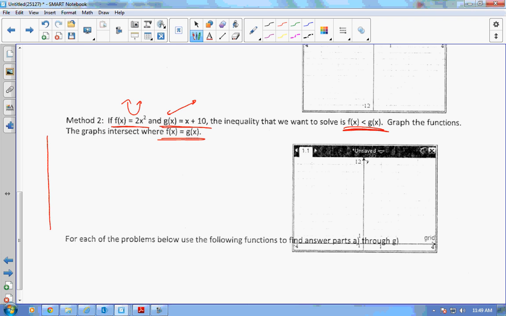So we're going to do a table of values, x and f of x. F of x is interchangeable with y. We need to get some points.